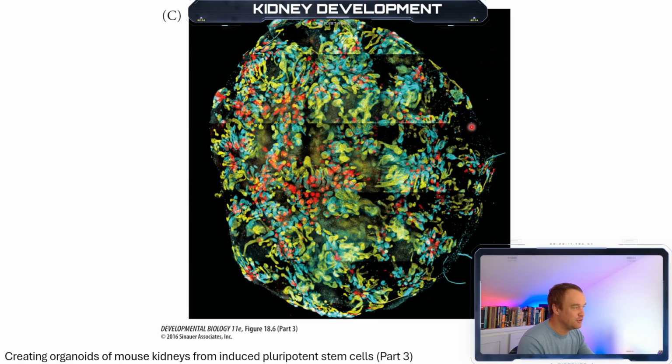This is just an immunofluorescent analysis of a kidney organoid. And so this was where they took induced pluripotent stem cells and they exposed them to WNT and then FGF, and then saw how this cascade proceeded.